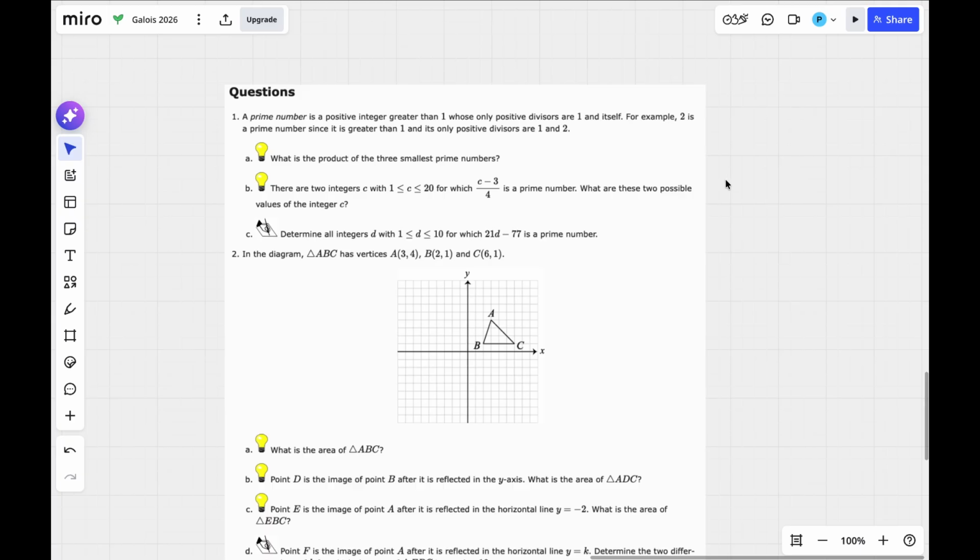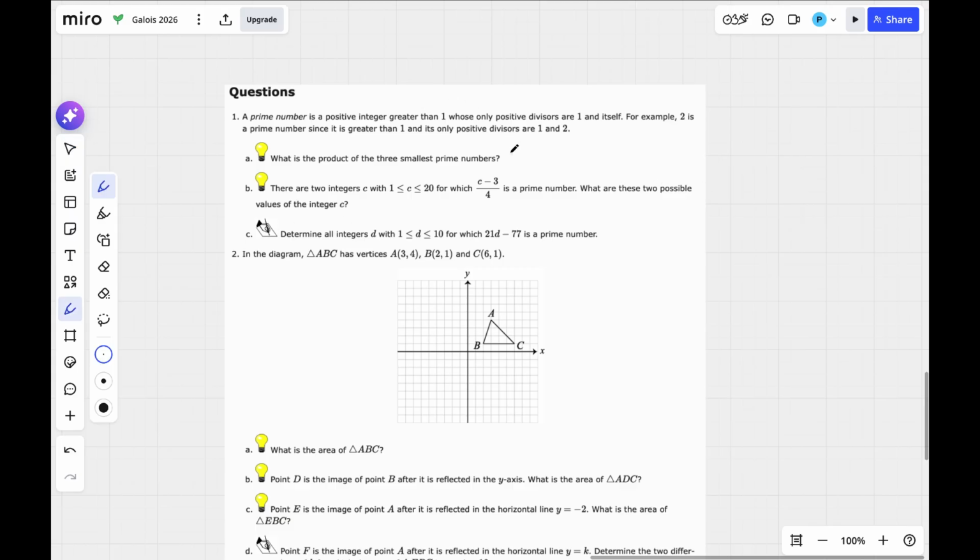So here for question 1, we have that a prime number is a positive integer greater than 1 whose only positive divisors are 1 and itself. For example, 2 is a prime number since it is greater than 1 and its only positive divisors are 1 and 2. What is the product of the three smallest prime numbers?